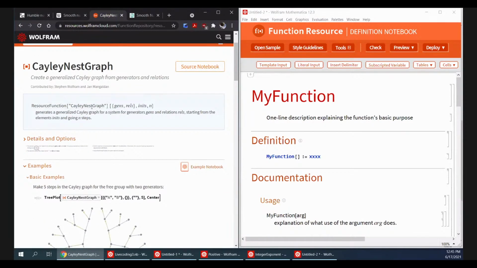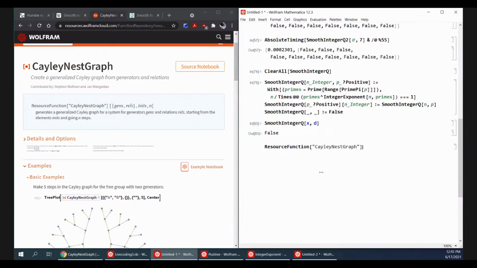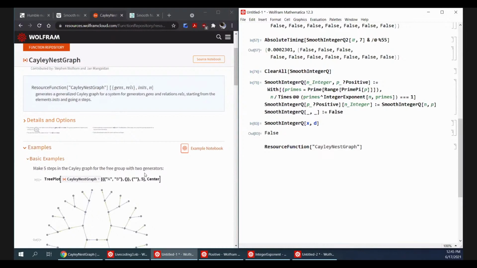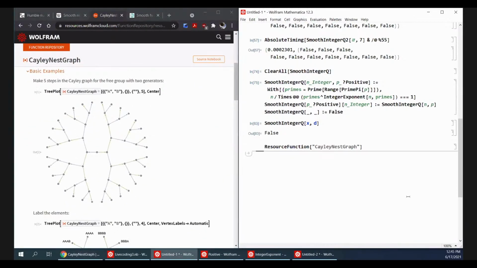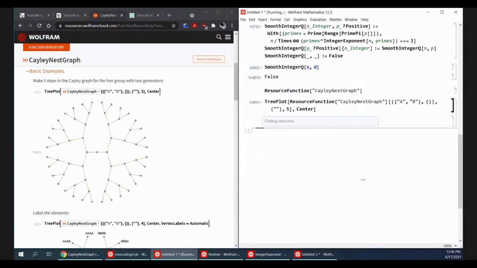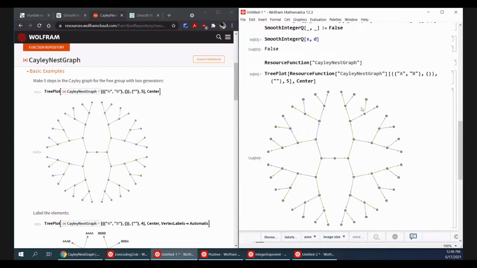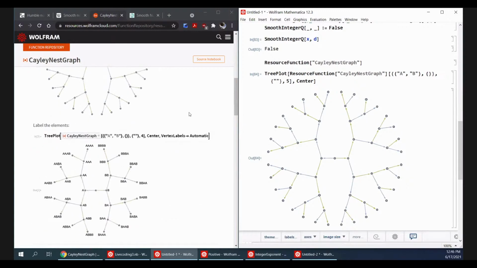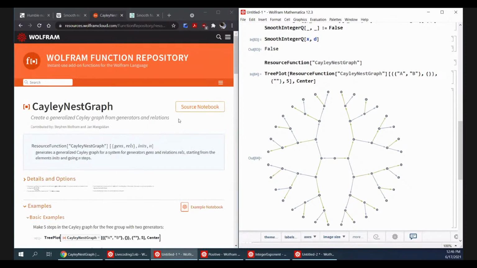So we've got some cool resource function, which I could copy. And if I go back to what I was using here before, I could use this resource function in my own desktop installation of Mathematica to do whatever I'm doing. I'm not really sure what K-NS graph is. It looks pretty, but there you have it. That looks cool. I don't have to import anything, or do anything crazy like that. I just pull it from the resource function. So that's pretty much what the function repository is.